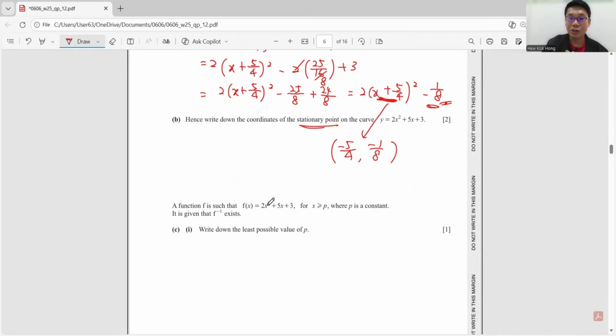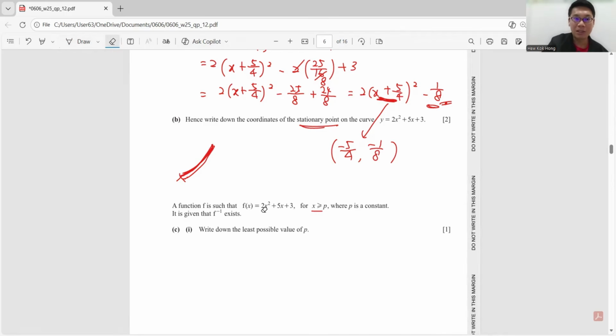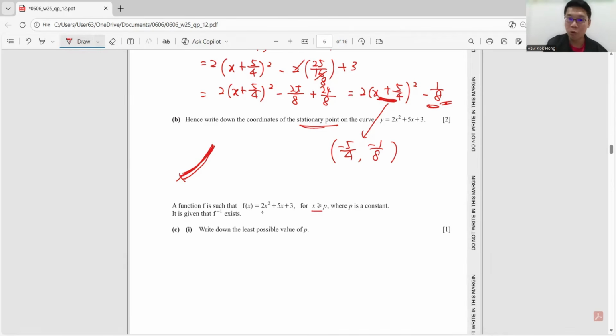Next, a function f is such that this equation and then x more than p, where p is a constant, it is given that inverse function exists. So we know quadratic function usually cannot have inverse function because it is not one-to-one function, but we can just erase one part. Let's say we only want the right-hand side part, then we erase the left-hand side part, then it will become one-to-one function. So from the turning point, the x value will decide this. So we can confirm the value of p equals to minus 5 over 4, or you can write as x more than minus 5 over 4. You can display your answer in this way or this way.